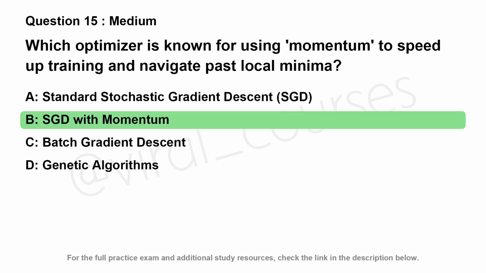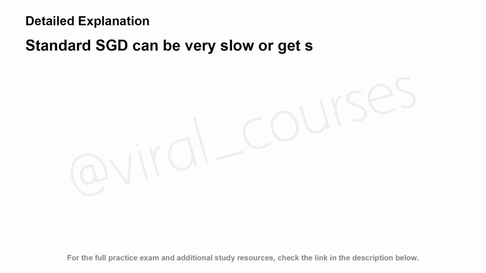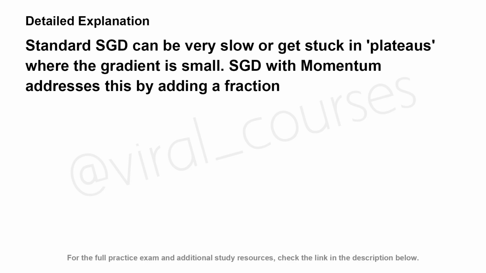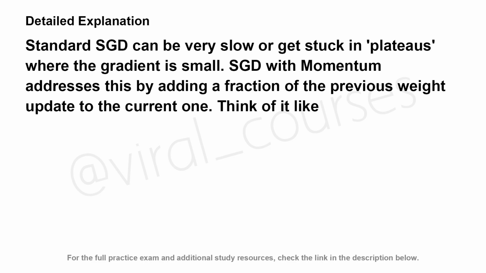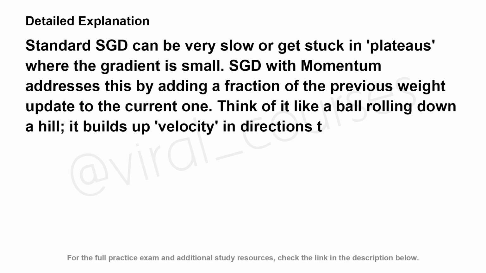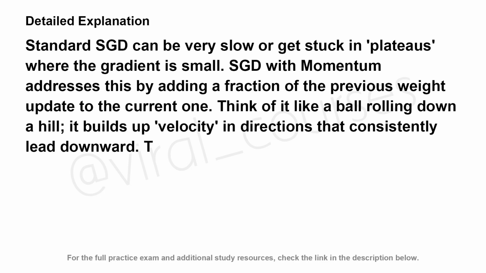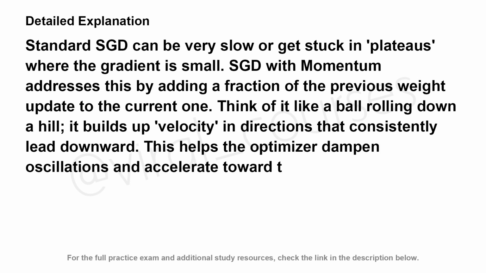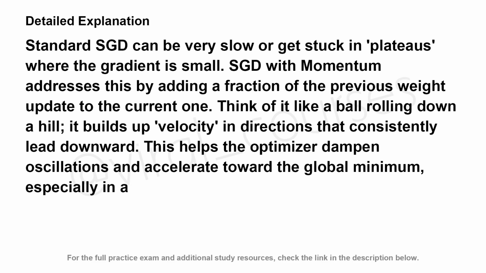The correct answer is B. Standard SGD can be very slow or get stuck in plateaus, where the gradient is small. SGD with momentum addresses this by adding a fraction of the previous weight update to the current one. Think of it like a ball rolling down a hill. It builds up velocity in directions that consistently lead downward. This helps the optimizer dampen oscillations and accelerate toward the global minimum, especially in areas with high curvature.